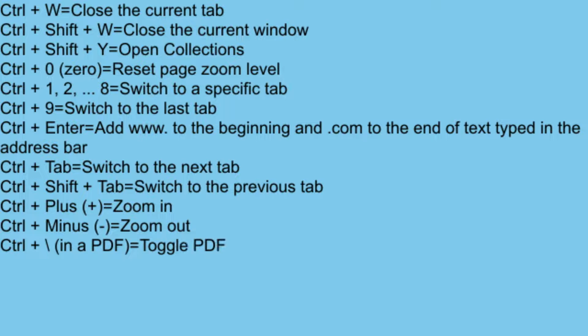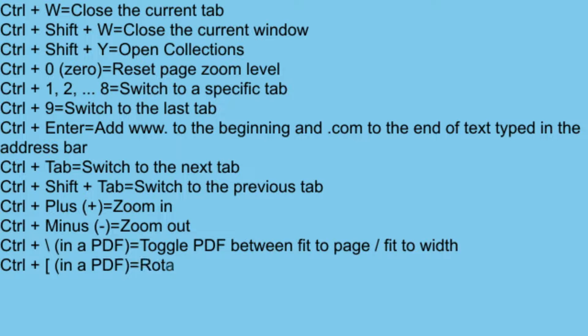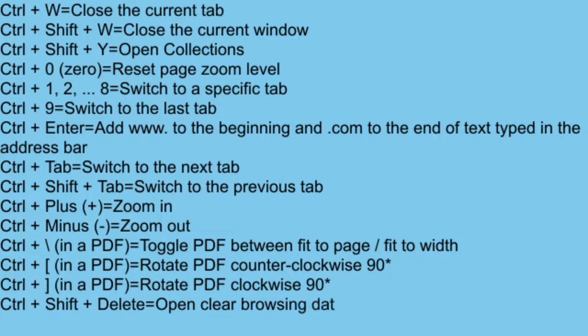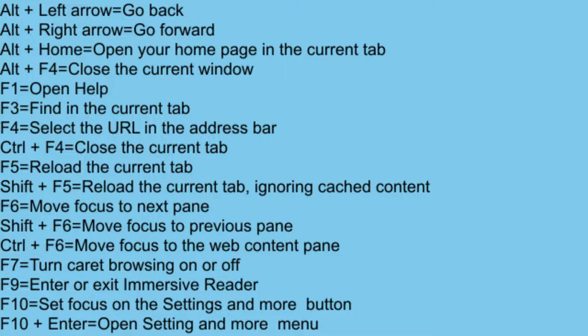Control-[ in a PDF equals toggle PDF between fit to page and fit to width. Control-[ in a PDF equals rotate PDF counterclockwise 90 degrees. Control-] in a PDF equals rotate PDF clockwise 90 degrees. Control-Shift-Delete equals open clear browsing data options. Alt equals set focus on the settings and more button.